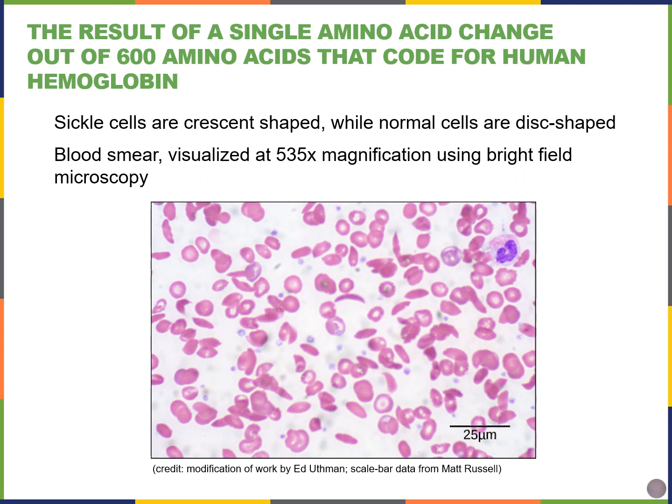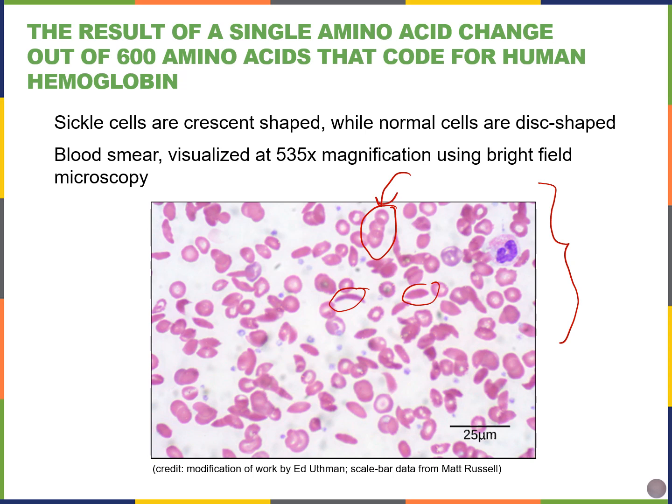The blood of individuals with sickle cell anemia can be smeared on a glass slide and examined under the microscope, and you can see sickle cells have this flat crescent shape or moon shape instead of the nice globular shape of healthy red blood cells.